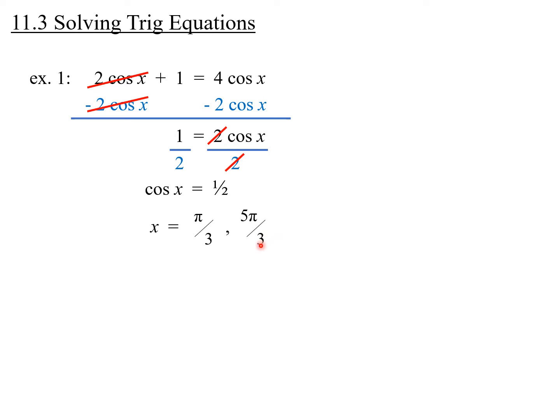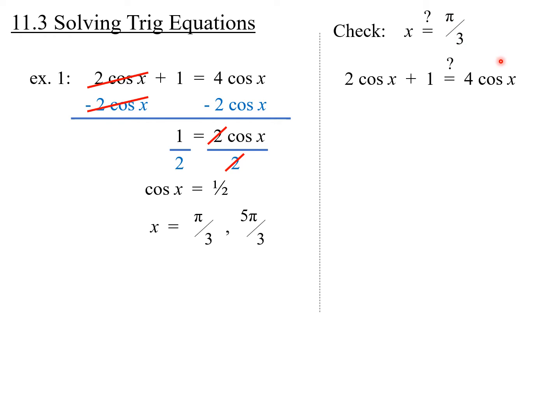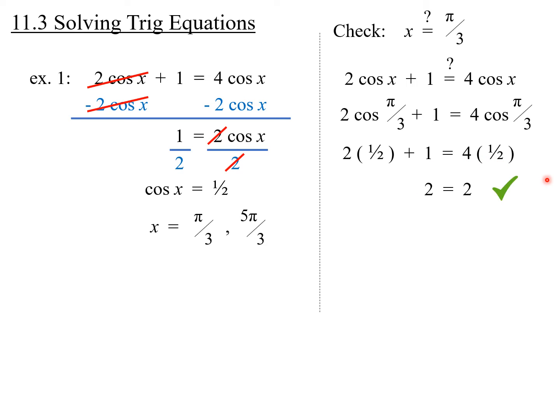But we need to check them because not always will these solutions solve the original or satisfy the original equation. So we need to check them. So I'm going to plug pi thirds in for x in here and see if the left side equals the right side. So 2 cosine of pi over 3 plus 1, 4 cosine of pi over 3. Now the cosine of pi over 3 is 1/2. Twice 1/2 is 1, plus 1 is 2. So left-hand side equals 2. 4 times 1/2 also equals 2. So this solution checks out.